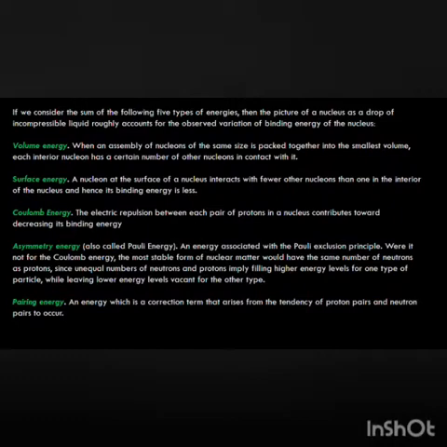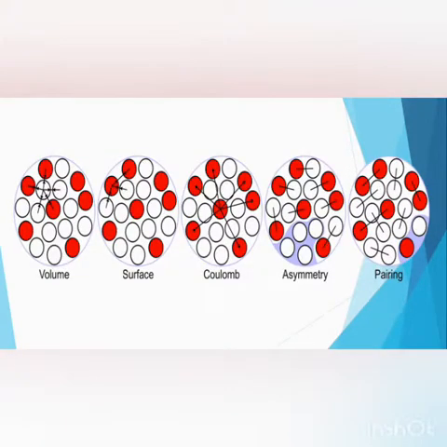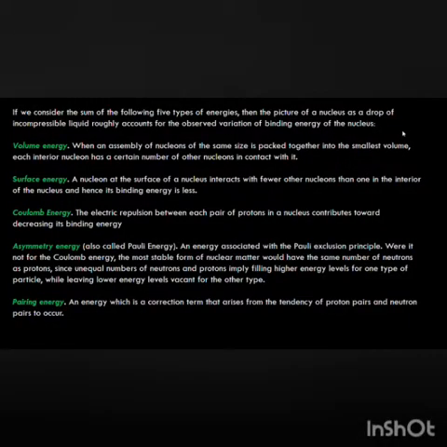The electric repulsion between each pair of protons in a nucleus contributes towards decreasing its binding energy. Protons being positive in charge, when two protons come close to each other, repel, and it leads to a decrease in binding energy. Here we can see that the electrostatic repulsion between protons leads to the decrease in binding energy of the nucleons. Next is the asymmetry energy.